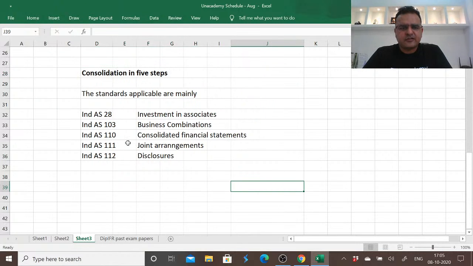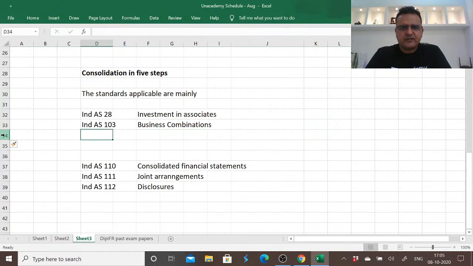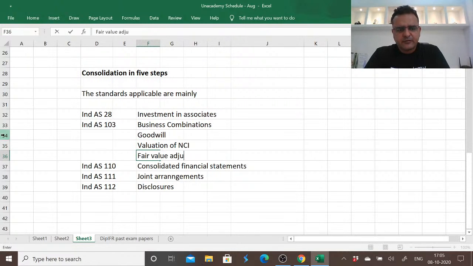So the main calculations or the main workings which we get to know through Ind AS 103 business combinations is calculation of goodwill and valuation of NCI. And on top of this, fair value adjustments, since the requirement is that we need to fair value the net assets on the date of acquisition.